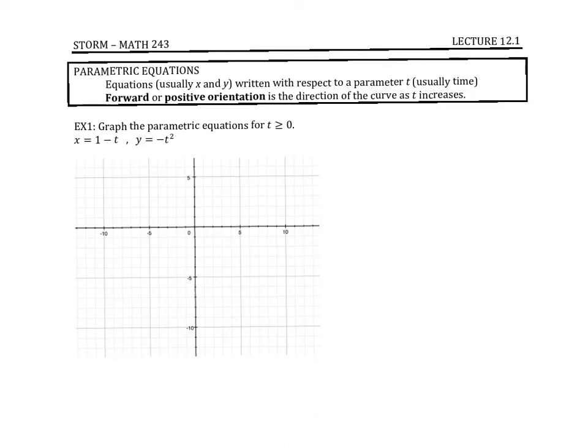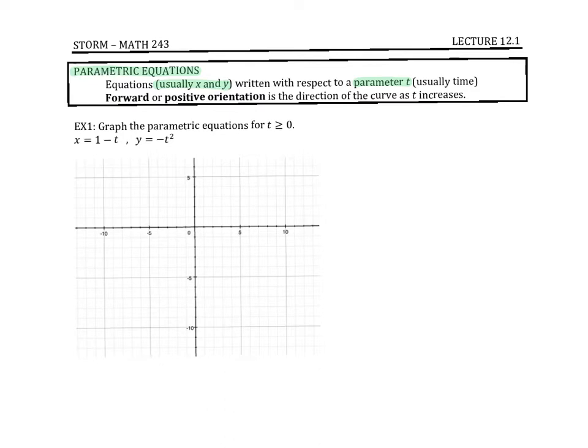In Chapter 12, we're going to review parametric equations, polar coordinates, and conic sections. In this section, 12.1, we'll start off with parametric equations. And a parametric equation is just an equation, and they're usually in the rectangular coordinate system with x and y values, where we have a parameter t.